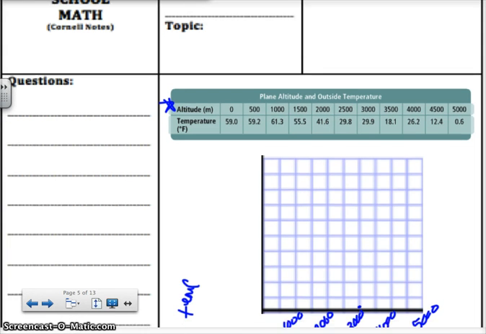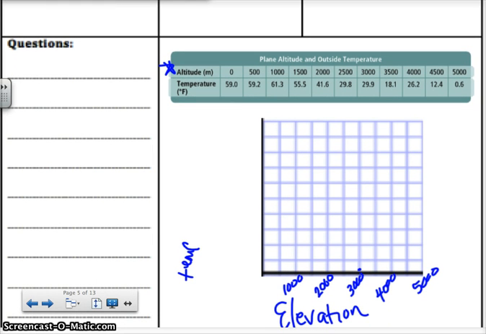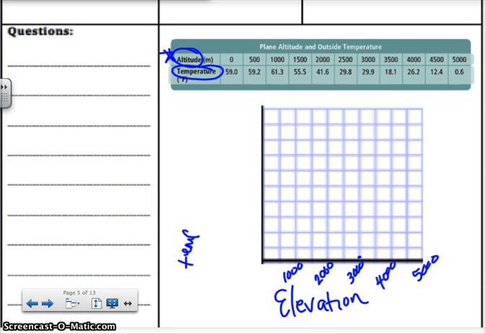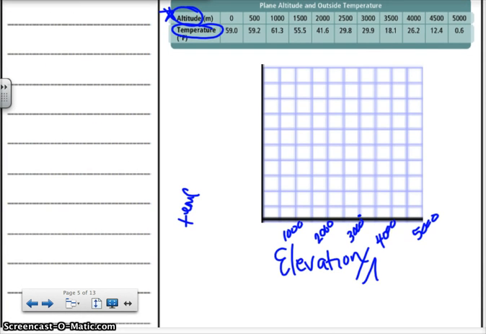Looking at this table to plot it, I always have to identify what's the dependent and what's the independent variable. I see I'm dealing with altitude and temperature, and then I just use my personal logic to determine what's independent or dependent. I know the higher up I am, the lower my temperature. So the independent would be my elevation, or my altitude.